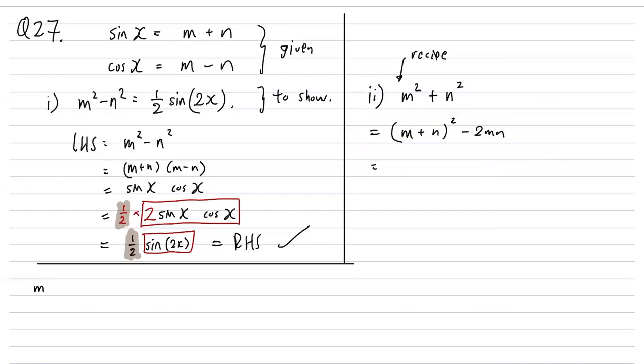Then what's m plus n here inside the bracket? M plus n is sine x. Okay, so sine x bracket square minus 2mn. What's mn? Maybe I'll call this equation 1 and I'll call this equation 2. Can you tell me what do I do to find mn?